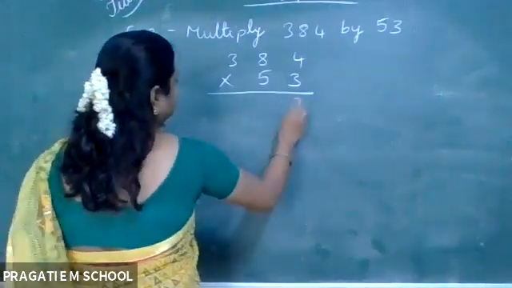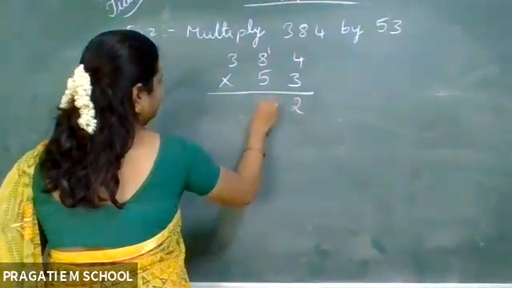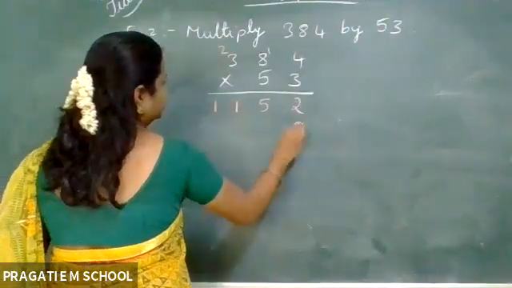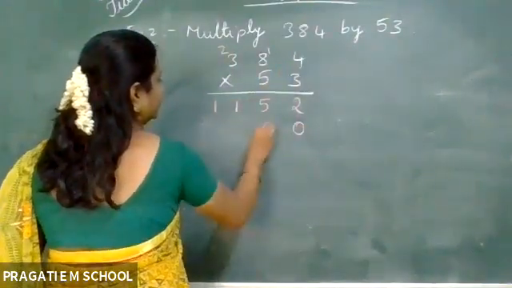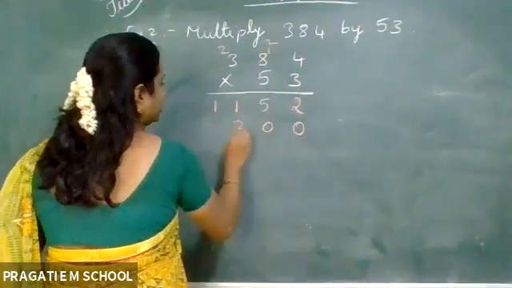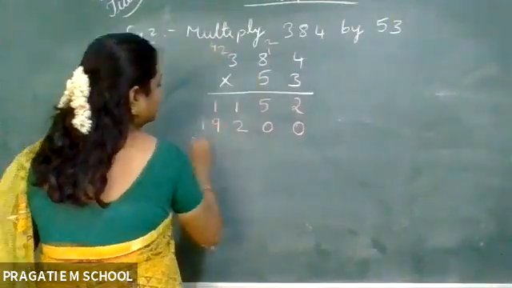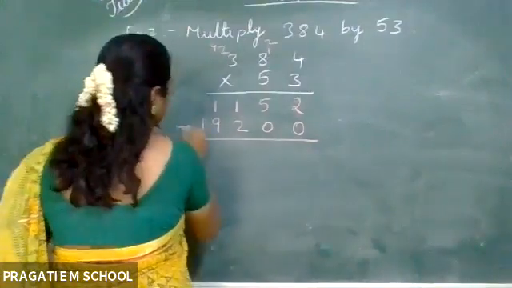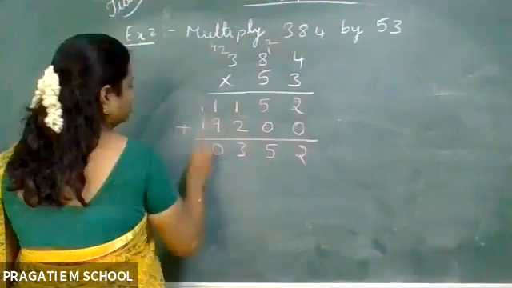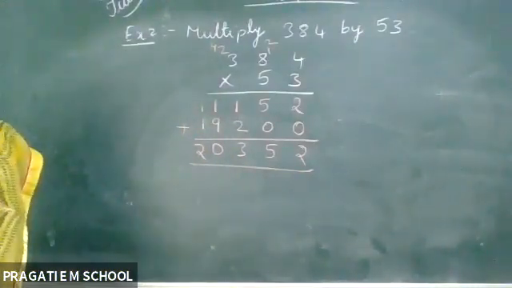So we have 3 4s are 12, 3 8s are 24, plus 1, 25, 3 3s are 9, 9 plus 2, 11. Next we have 0, 5 4s are 20, 5 8s are 40, plus 2, 42. So 5 3s are 15 plus 4. Just add it. 20352.